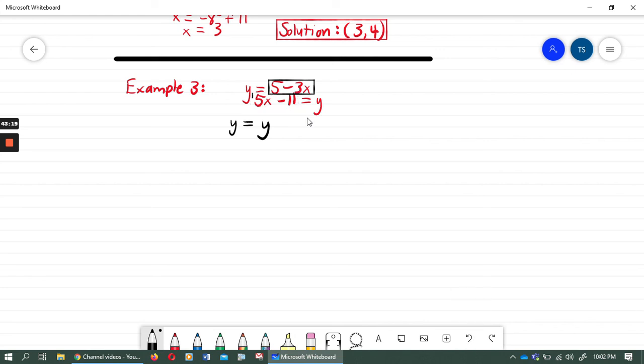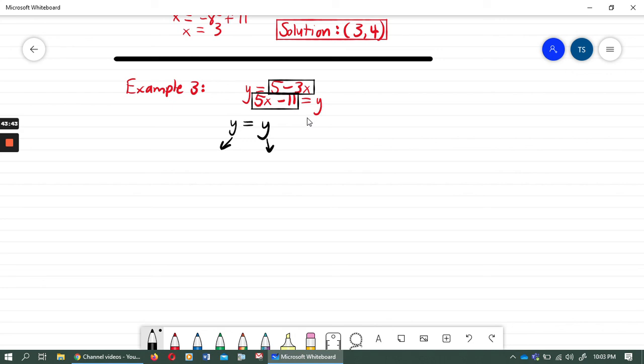There we go. All right, so we've got two equivalent expressions, and both of them are equal to y. So guess what we're going to do? We're going to substitute.